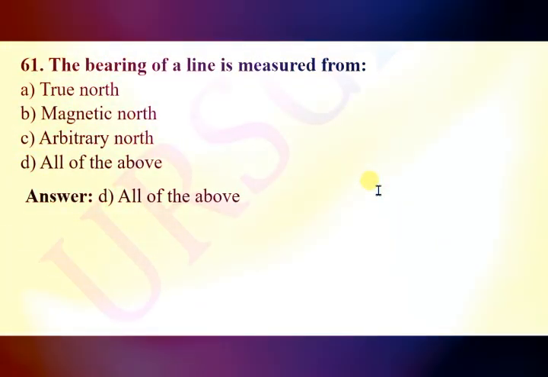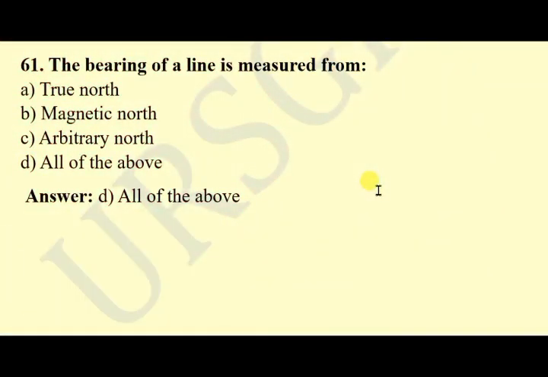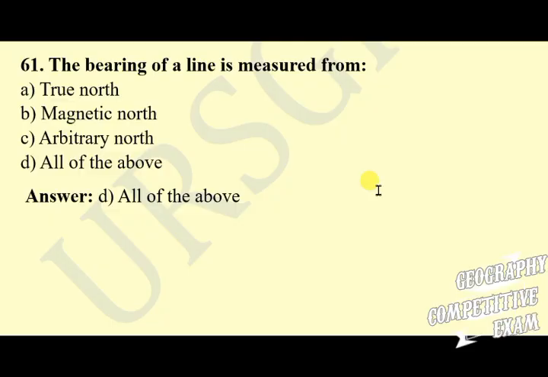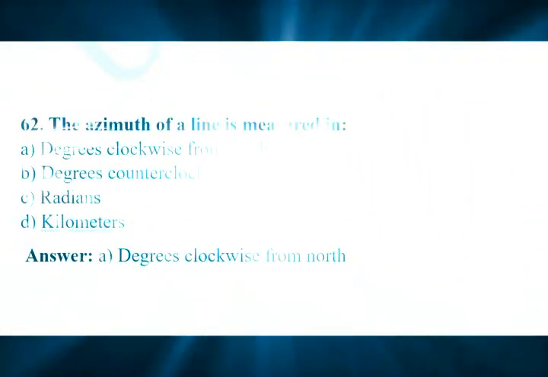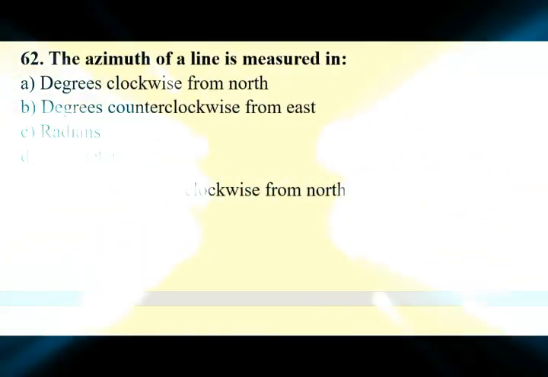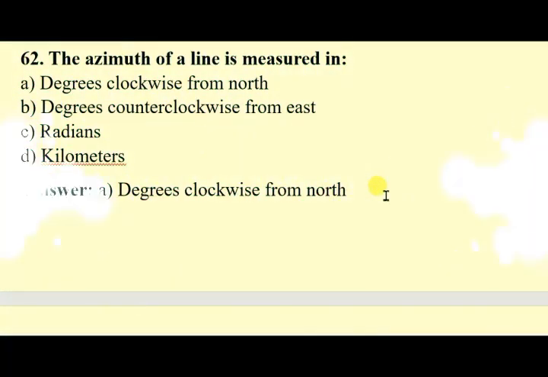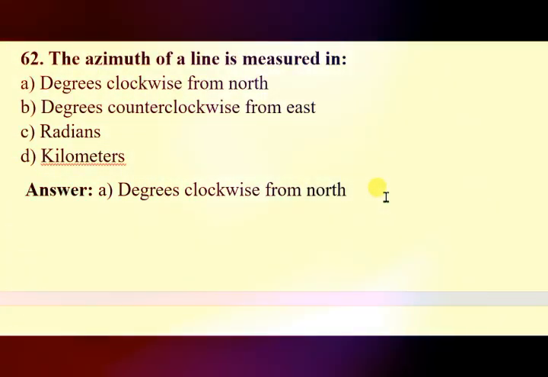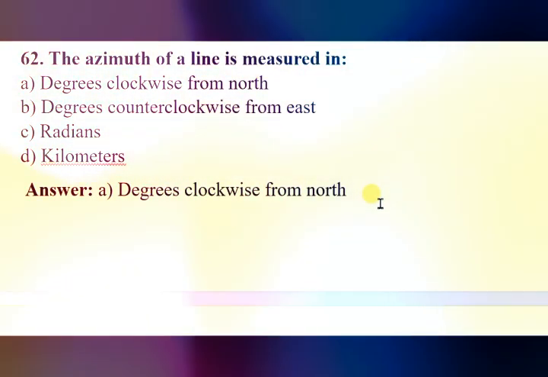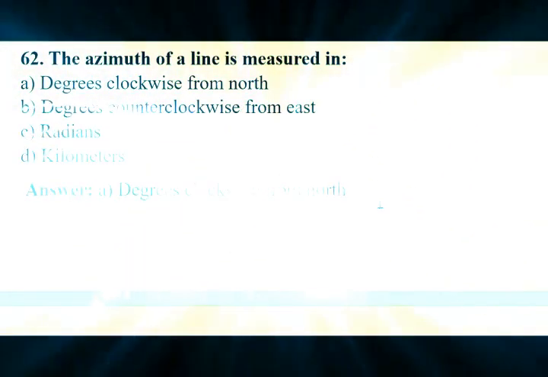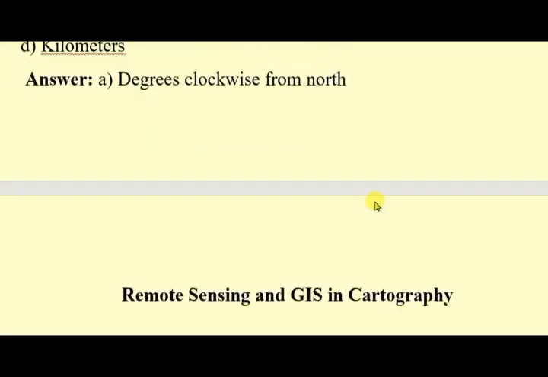Question number 61. The bearing of a line is measured from true north, magnetic north, arbitrary north, all of the above. Here the right answer will be all of the above. Means the bearing of a line is measured from true north, magnetic north, arbitrary north. Question 62. The azimuth of a line is measured in degrees clockwise from north, degrees counterclockwise from north, radians, kilometers. So the right answer will be degrees clockwise from north.